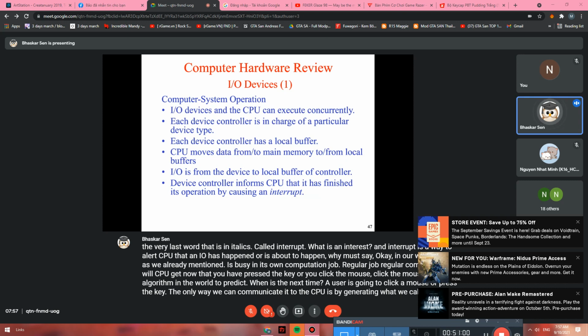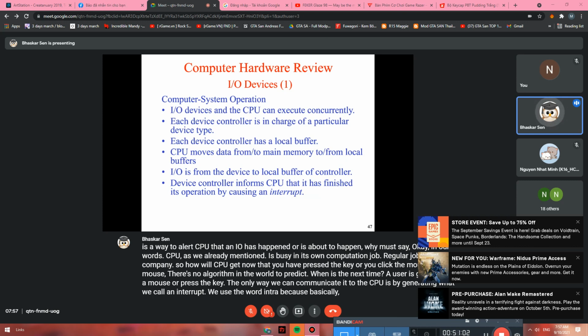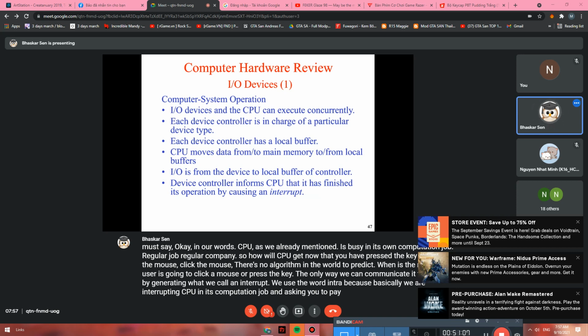We use the word interrupt because basically we are interrupting the CPU in its computation job and asking it to pay immediate attention to I/O.